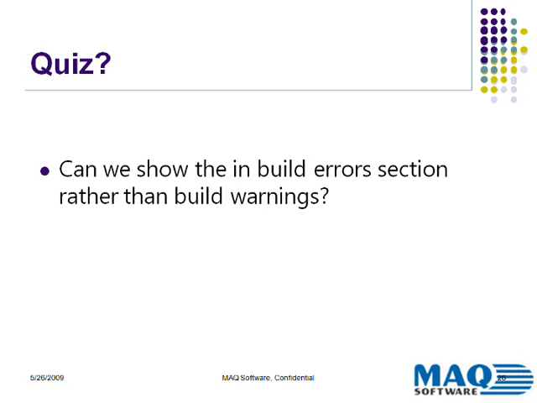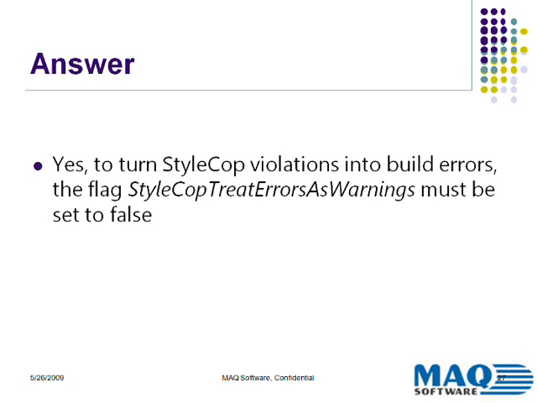The next question is: can we show them in the error section rather than as build warnings? And the answer is yes. We have a small setting for it: go to violations as build errors, and make the flag set to false. That's it. It starts coming in the error section.